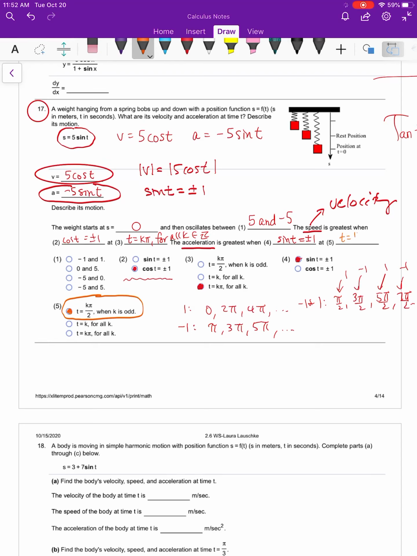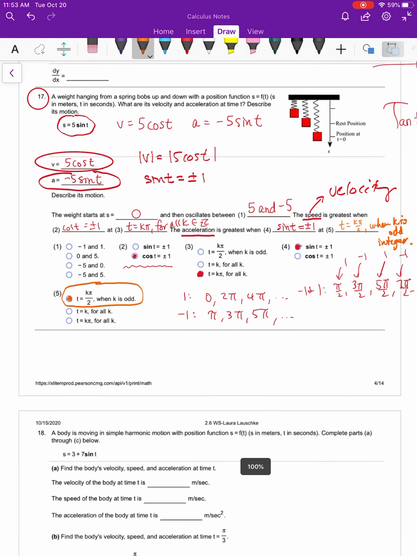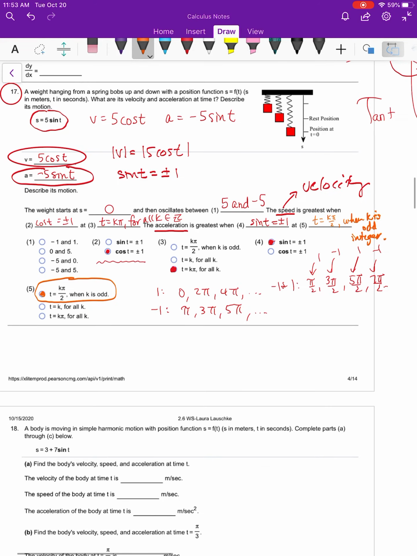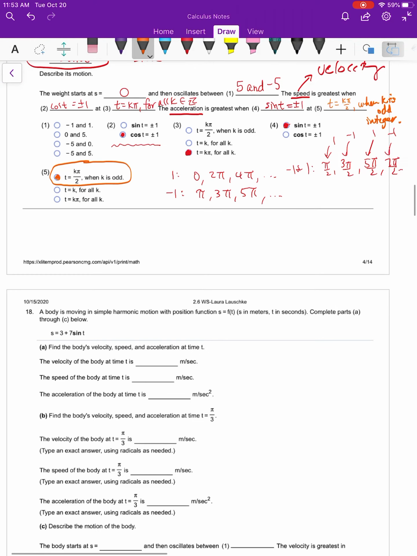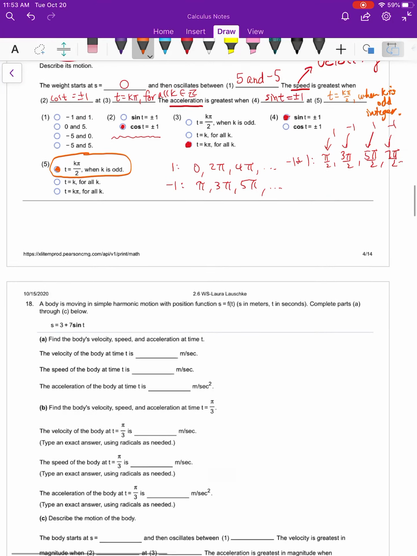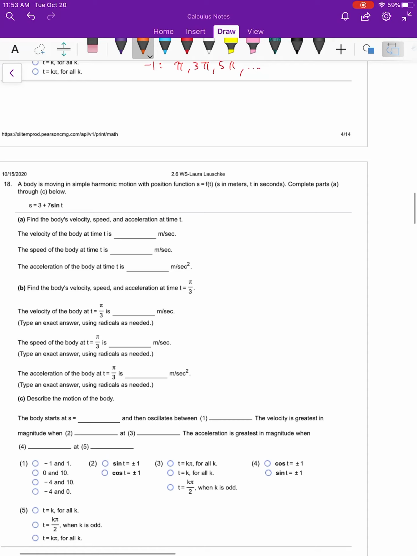So at t equals k pi over 2, when k is an odd integer. Okay? So that is your describing motion. And I don't know if this is going to be difficult for you again. I guess we could look at 18.